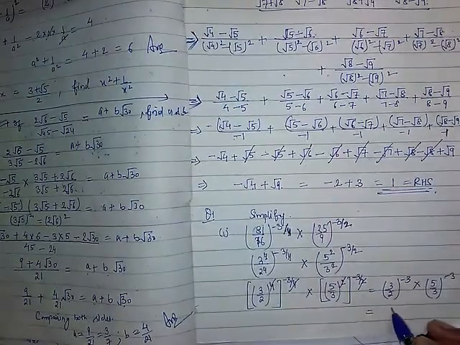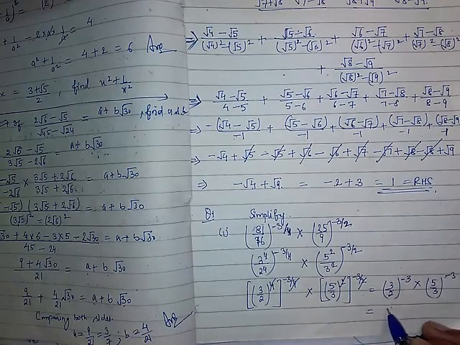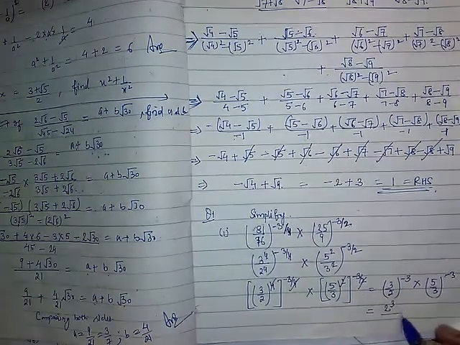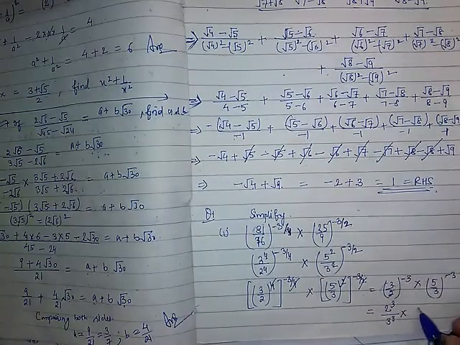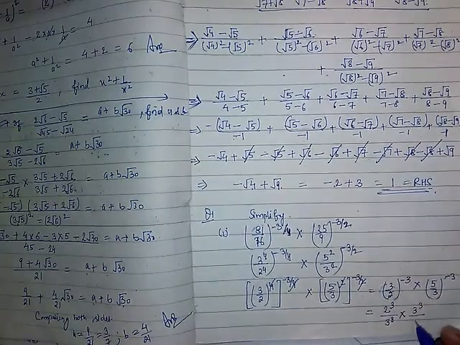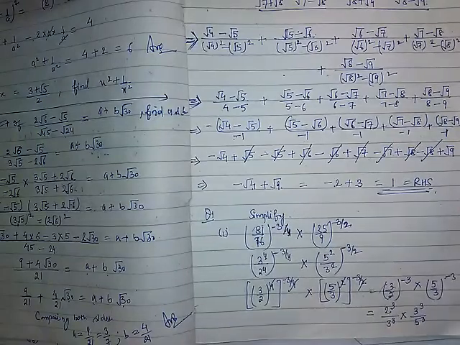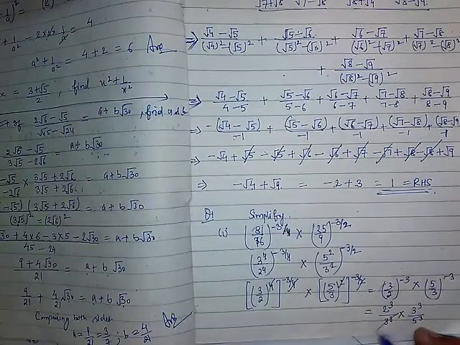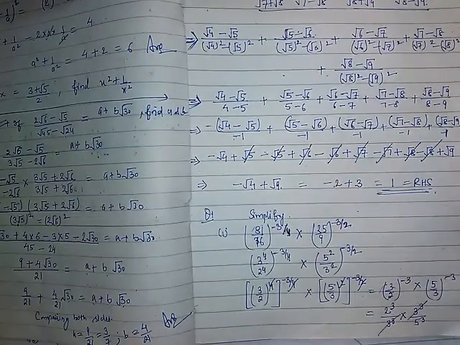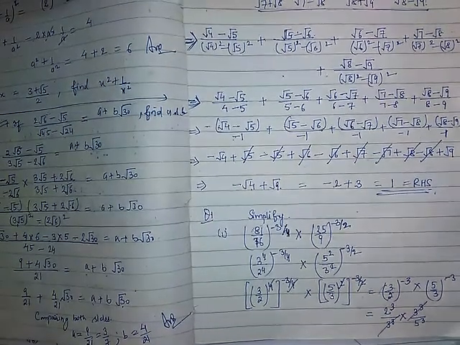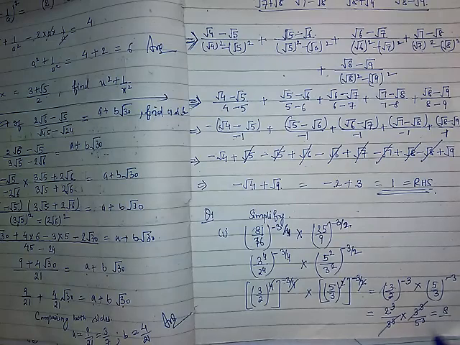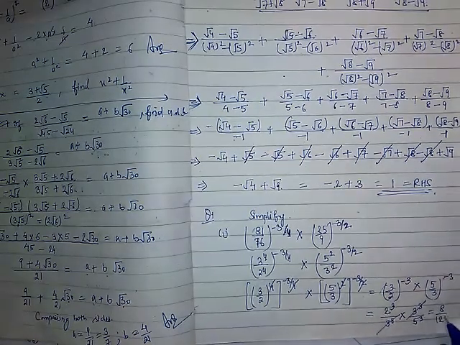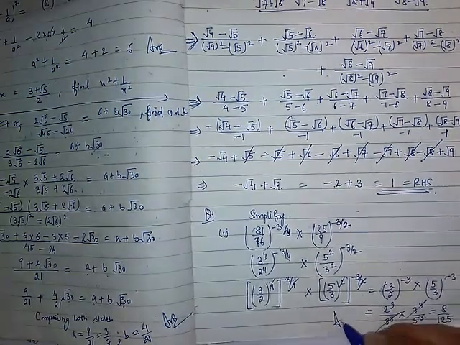Now you can make this power positive. How? 2 raised to the power 3 will go above and this will come down. So by doing this you will be able to convert the negative powers into positive. Now see, anything is being cancelled. Yes, this is getting cancelled. So you will get here 8. 2 raised to the power 3 will give you 8 and 5 raised to the power 3 will give you 125. So this is your answer.